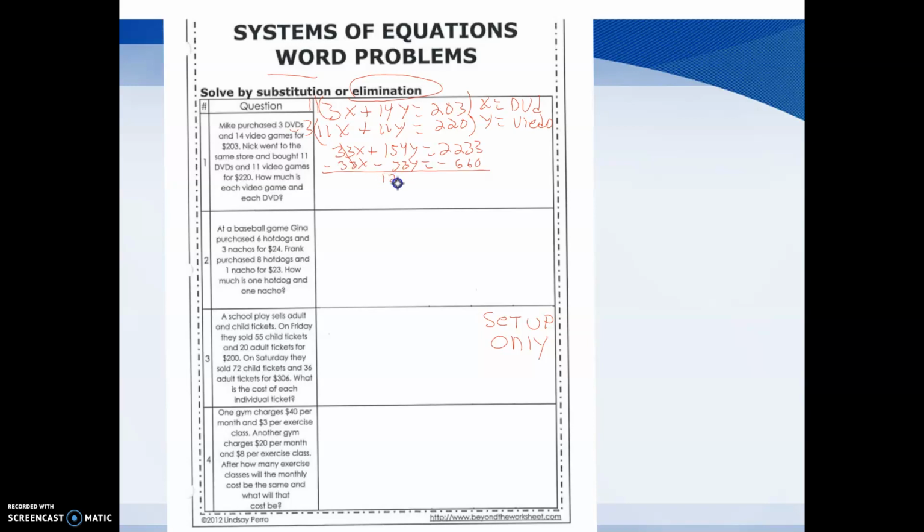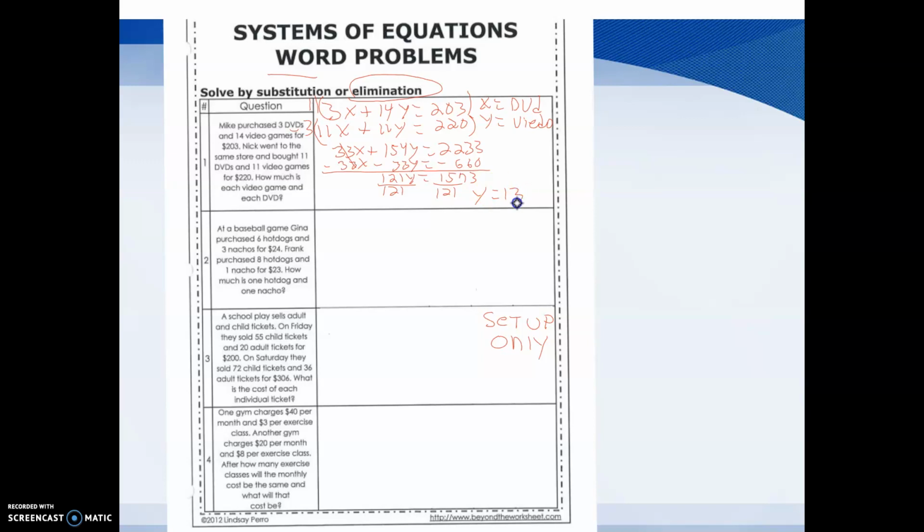That'll be 121y equals, what is that? I'm subtracting basically. So that would be 1573, right? And I'm going to divide by 121. So Y, the videos, are going to be 13.